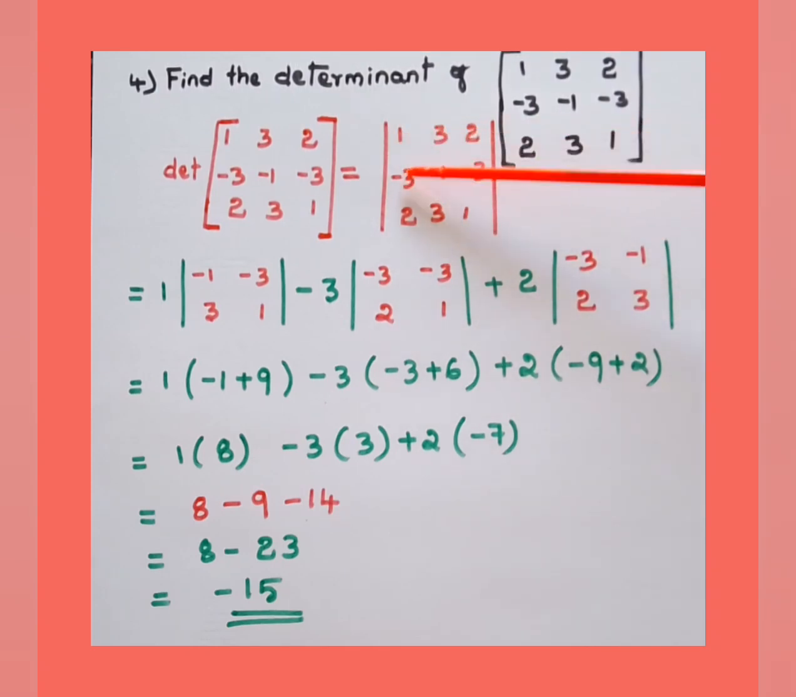What are the elements left? Minus 3, 2 and 1. Finished. Next for 2, plus number, plus 2. Below, beside, cancel. Minus 3, minus 1, 2 and 3. Finished. Then further you know how to calculate this.